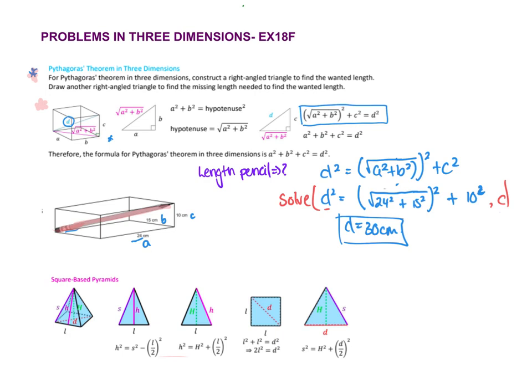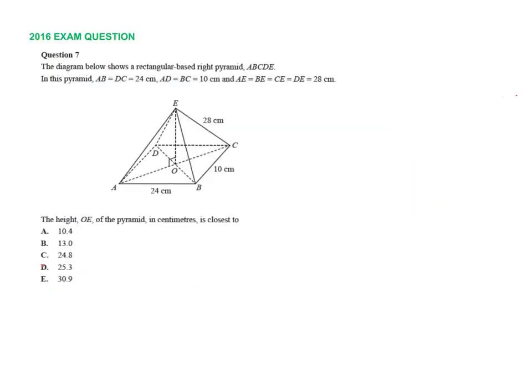Now these next formulas down here are just for a square-based pyramid. So you could use them if you get a square-based pyramid and they're asking you for any of these different values. I've just popped that in there in case you get that. Unfortunately, the exam question that I'm going to do with you now is not a square-based pyramid. It's actually a rectangular-based pyramid.